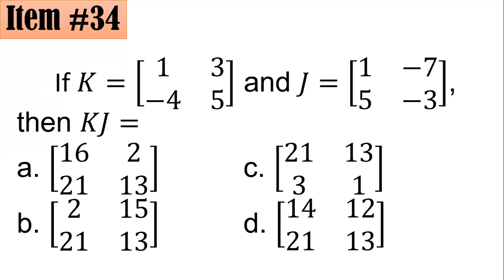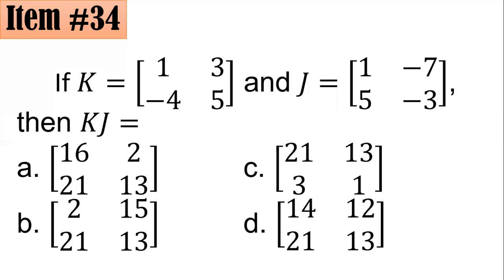34. If K is 1, 3, negative 4, 5, and J is 1, negative 7, 5, negative 3, then what's the product of these two matrices KJ? Is it A, B, C, or D?